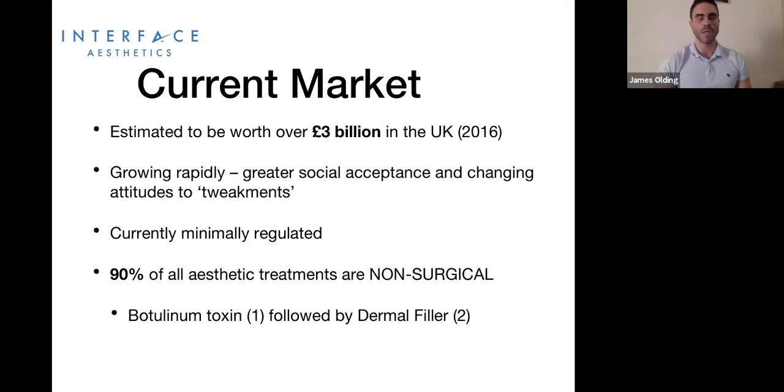90% of all aesthetic treatments, remember we talked about non-surgical and surgical, of those, 90% are non-surgical. So people are shifting away from having surgery done for a number of reasons towards these, what we call tweakments, so having smaller things done, which are perceived to be less invasive. And botulinum toxin is the number one, followed by dermal filler.